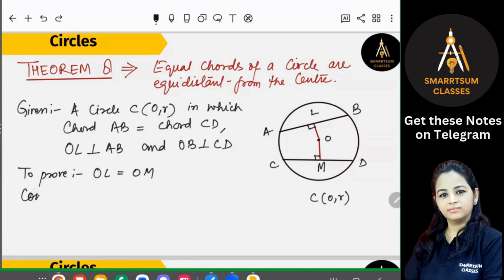Now, again, we will do some construction here to prove this. The construction is that we will join OA and OC. So let's join it.